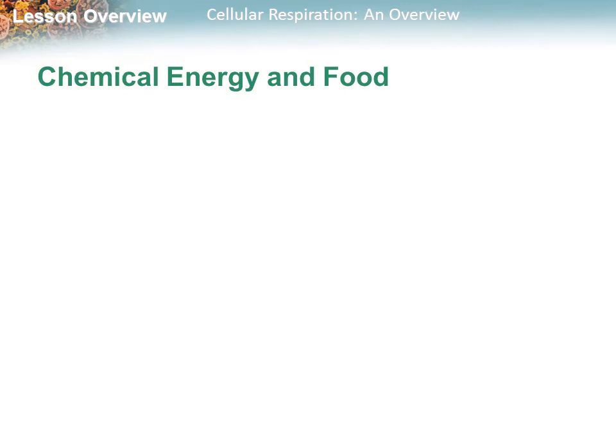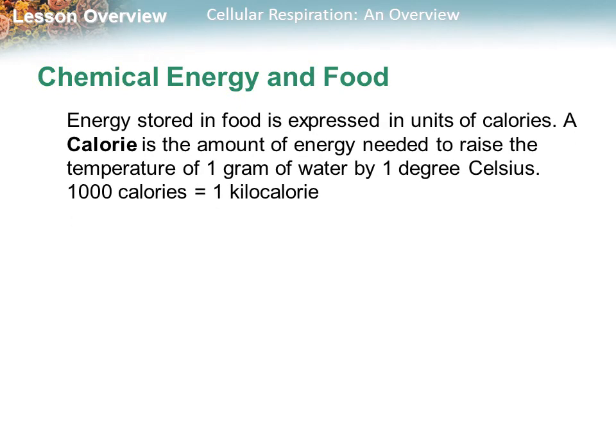Now let us see how energy is expressed in units. Energy stored in food is expressed in units of calories. A calorie is the amount of energy needed to raise the temperature of 1 gram of water by 1 degree Celsius. 1000 calories are equivalent to 1 kilocalorie.